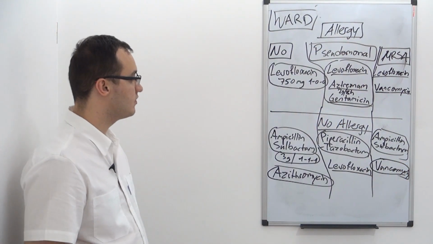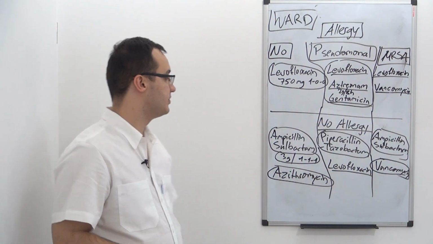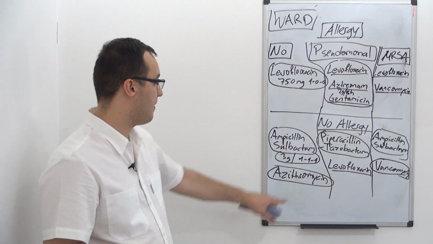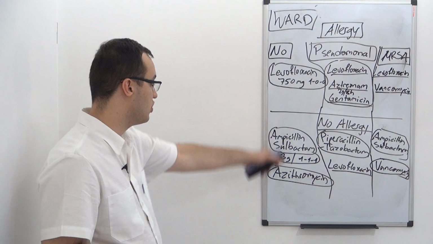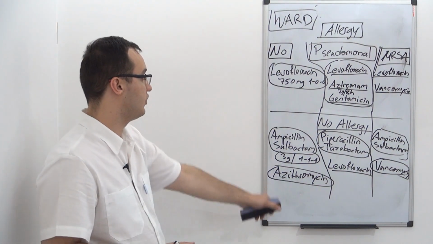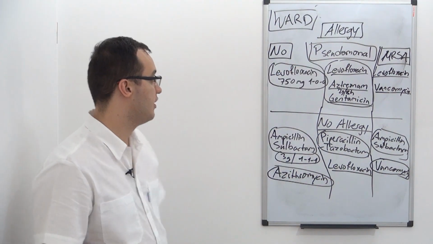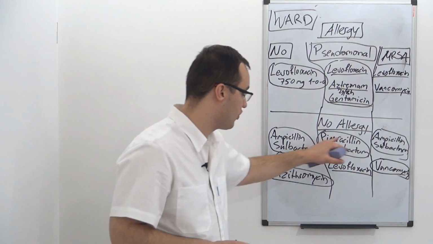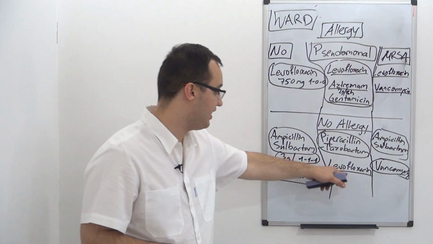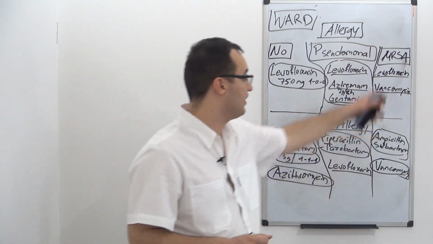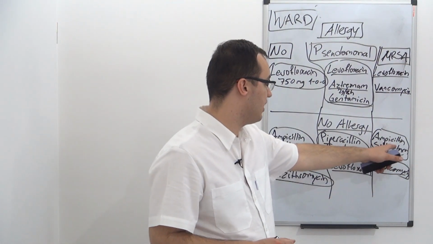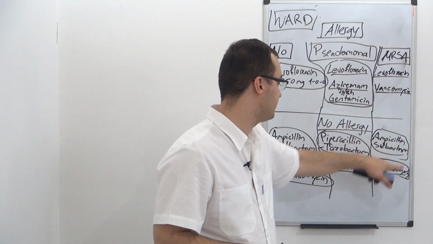So, this is with no allergy. So we added a beta-lactam, we added a macrolide for no risk factors for Pseudomonal or MRSA. For Pseudomonal, we needed to add the stronger one, piperacillin tazobactam, with a levofloxacin. With MRSA, we could give the same as here, ampicillin sulbactam.